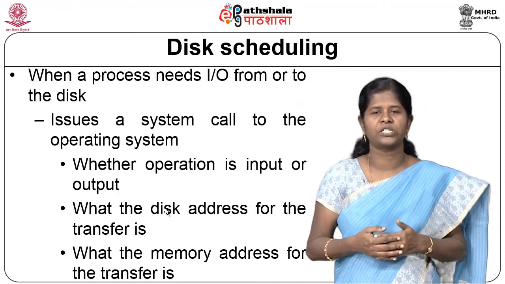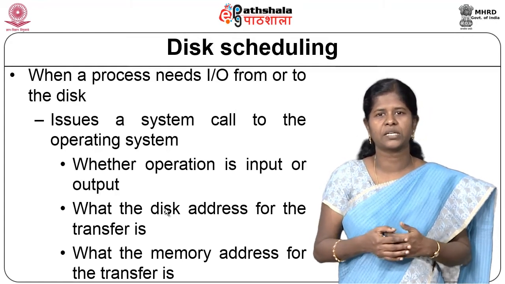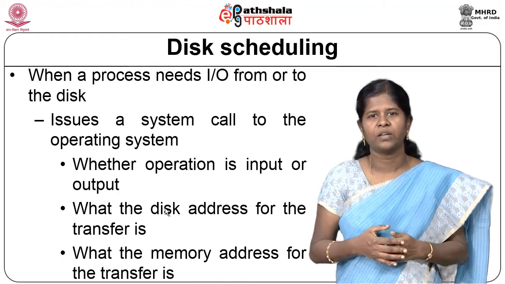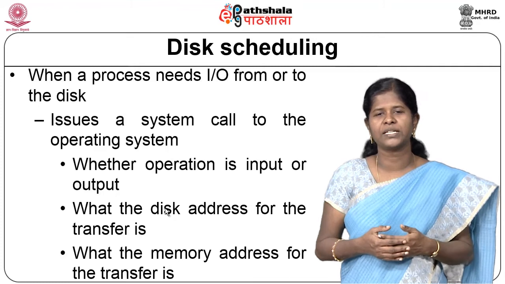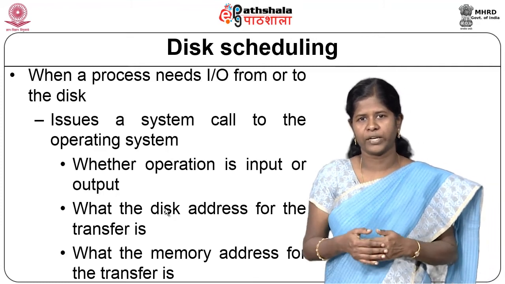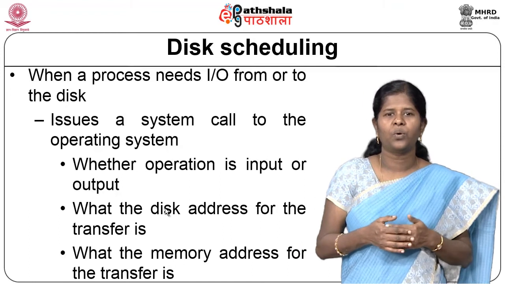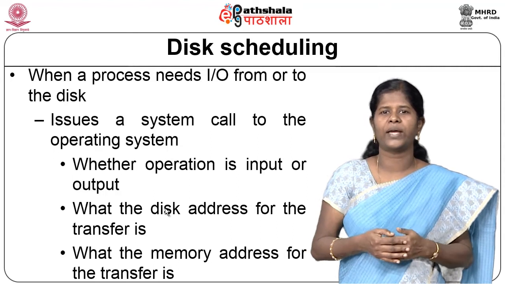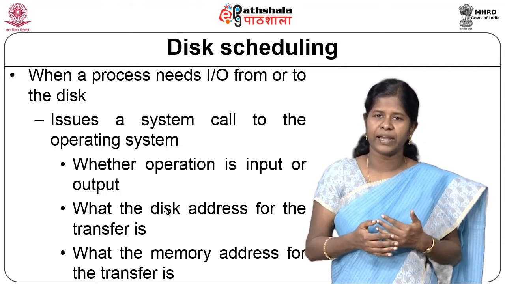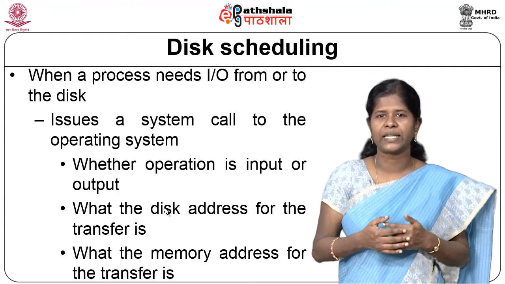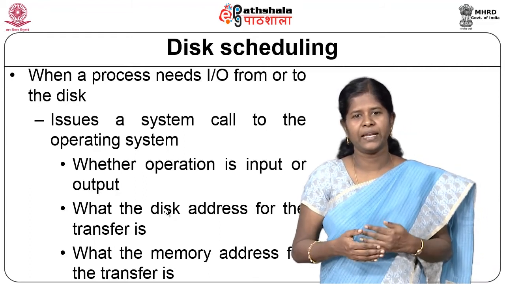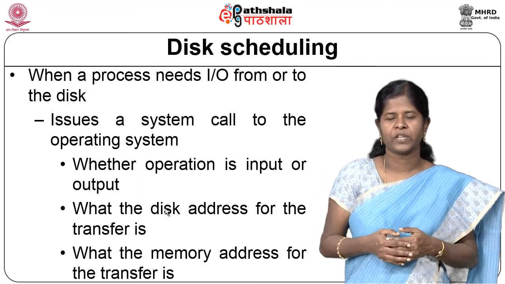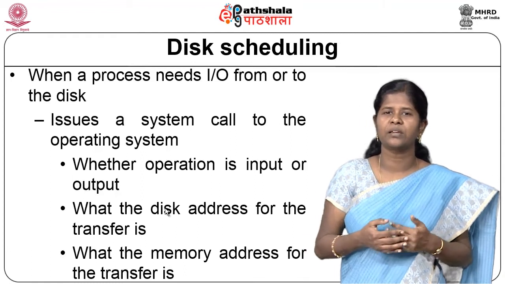Say when a process needs I/O from the disk, or basically it wants to read from the disk, or if it needs to write to the disk. As a user, the programmer or the process will issue a system call to the operating system. The system call will tell the OS whether the operation has to be a read or a write, that is, whether it is an input or an output, and then it will have to give information about the disk address for the transfer, that is, from which disk address it has to be transferred.